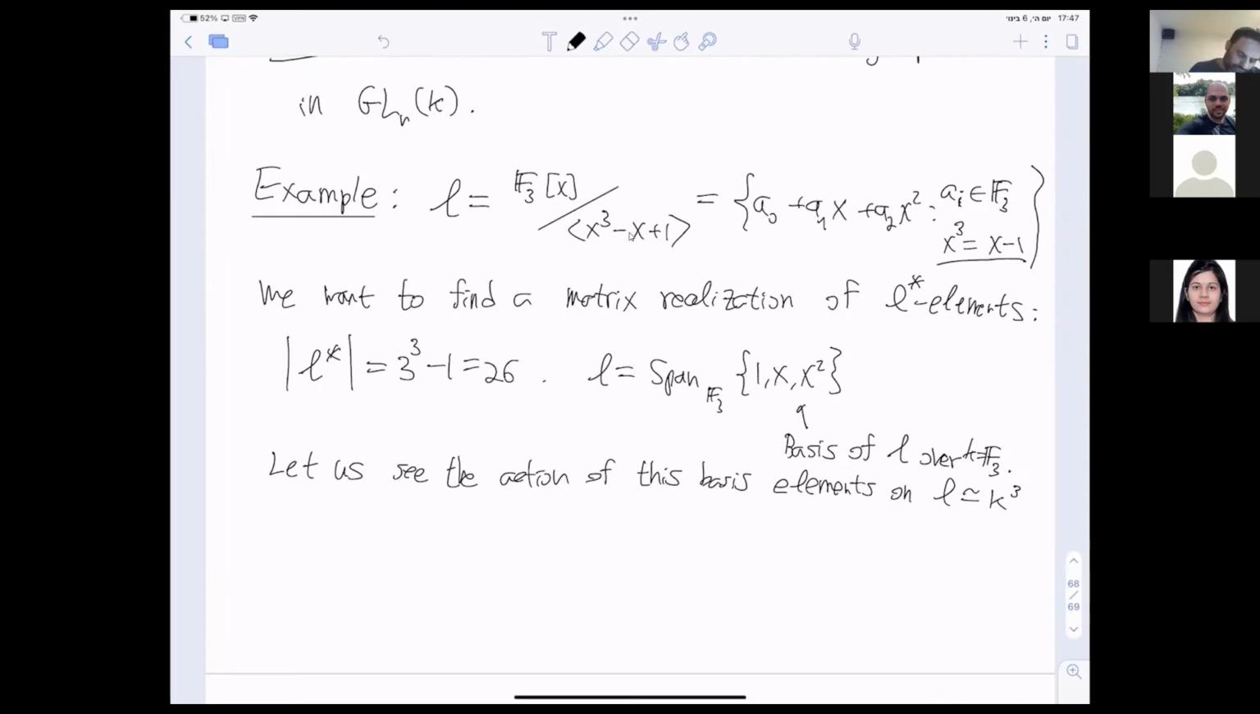You see, we have 3 elements. Okay, so of course 1 doesn't do anything. When I write star, I mean the action, what is transmitted to what. Now I'm going to write the elements of L using the description in K3. So how does 1 transmit a0, a1, and a2? It doesn't do anything.